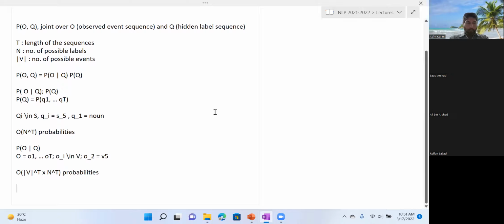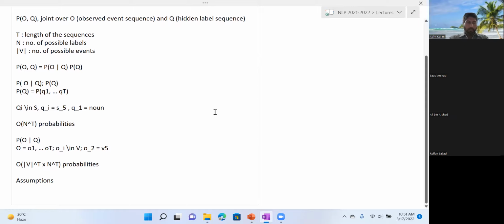All right. So what are some of the assumptions that we make? One of the first assumptions is basically the Markovian assumption for the state transition probability.